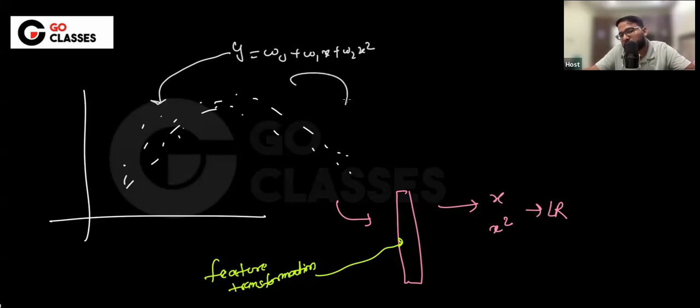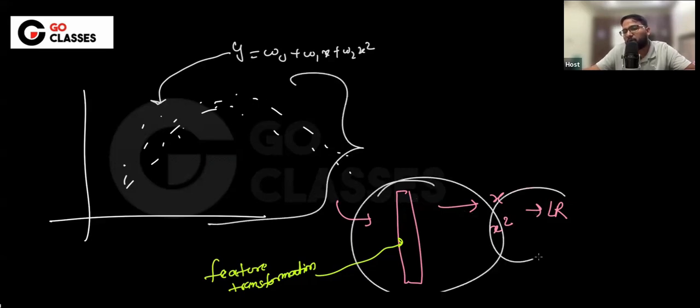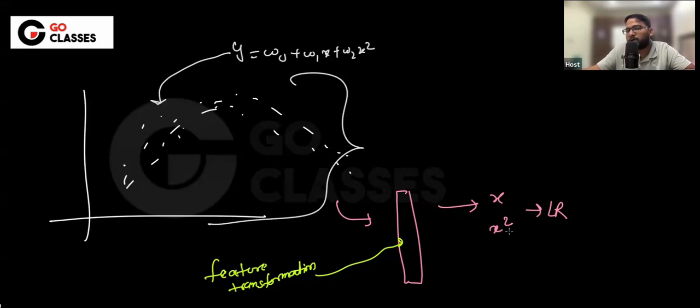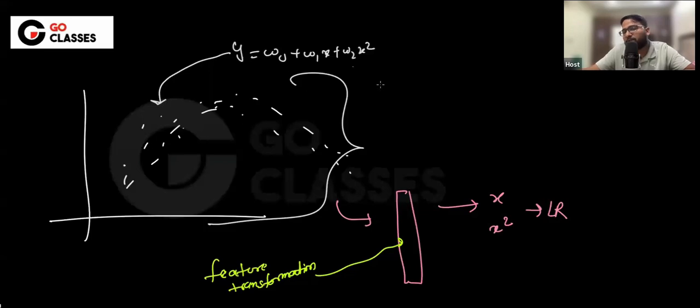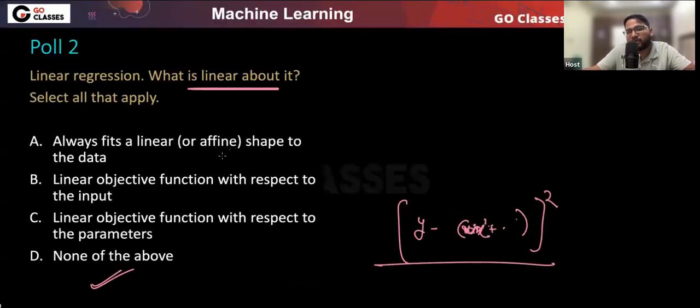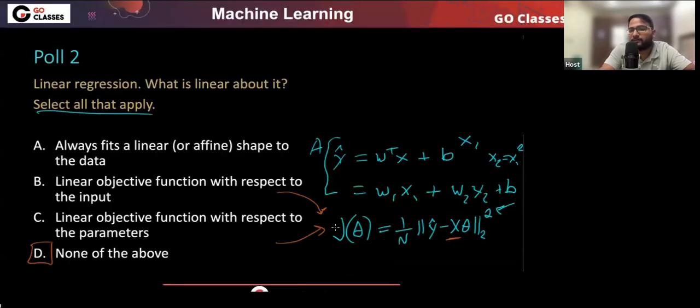Because generally the user doesn't care whether you're doing feature engineering and then applying linear regression, whatever you're doing. You are giving me this model after linear regression, after logistic, after SVM, or whatever. It is your choice. They don't care which algorithm. This model is something you give to the user, and the user will say this is some curve you're fitting. So, always fits a linear or affine shape to the data. Is this correct? No, right? And B and C are anyway wrong because of the linear objective thing. So what is the answer? D is the answer here. Okay.